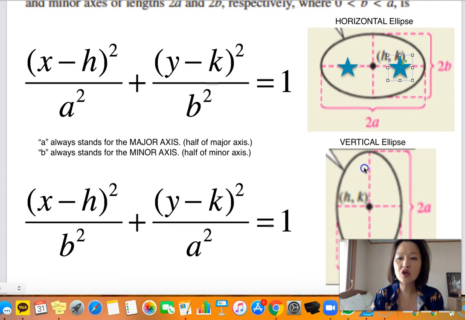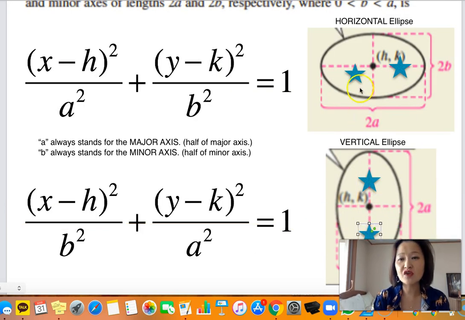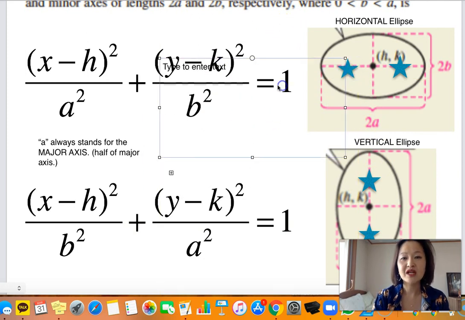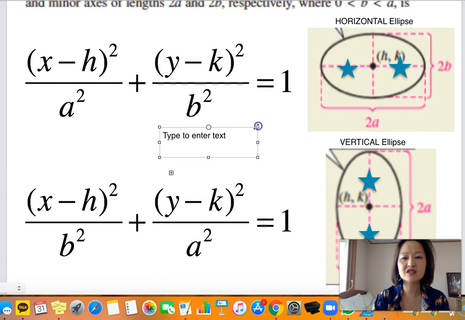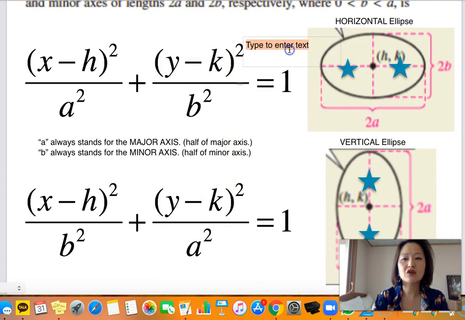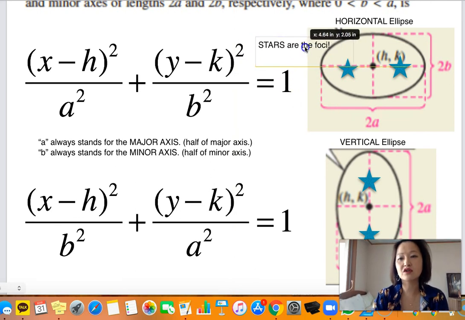So now, the stars go where for the vertical ellipse? It'll go along the major axis, right? So we're going to put that along the major axis as well. So those are the foci. And if you can't remember what the stars are for, let's type that in for us. Stars are the foci. Write that for yourself in your notes, whether you're handwriting it or not.